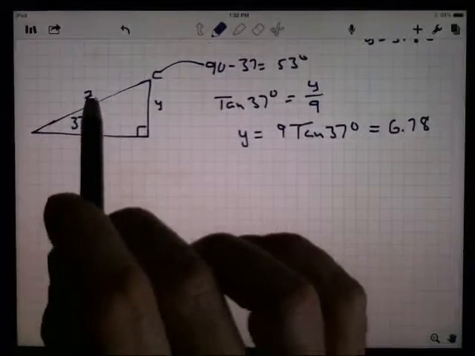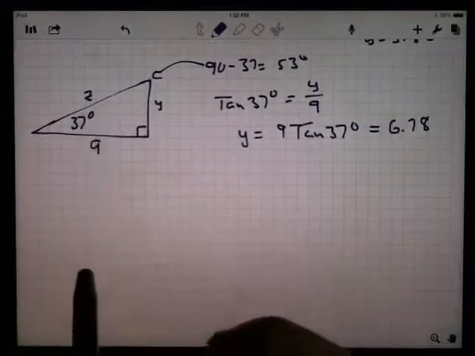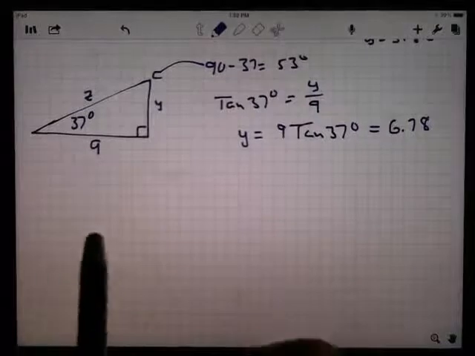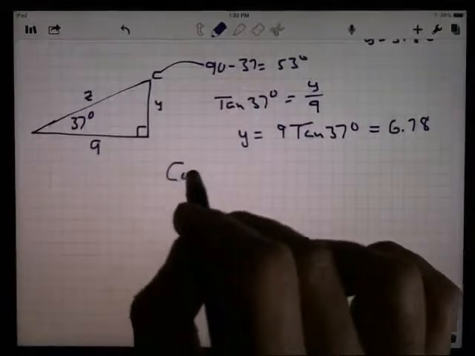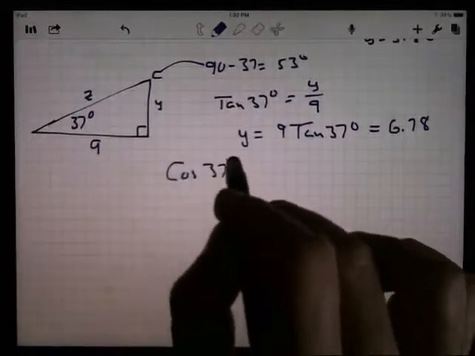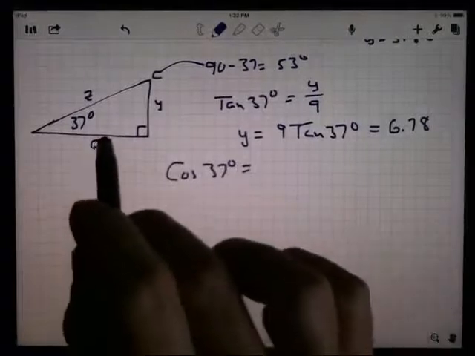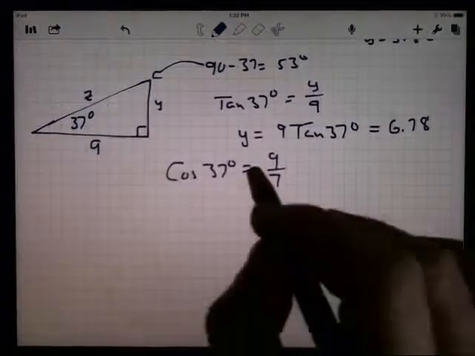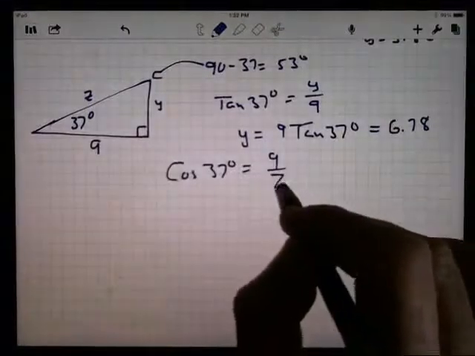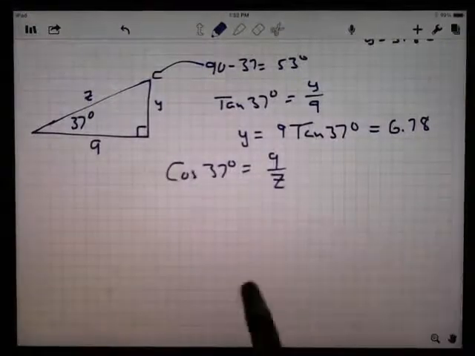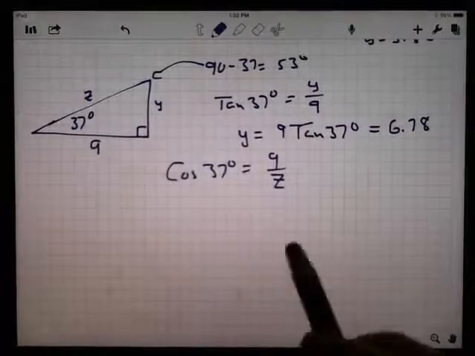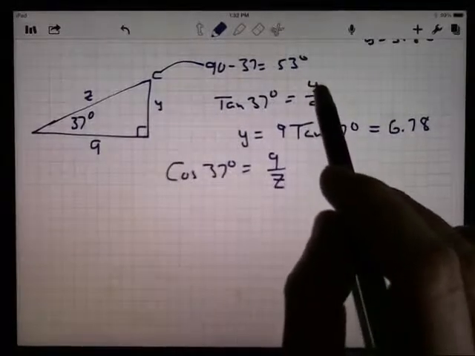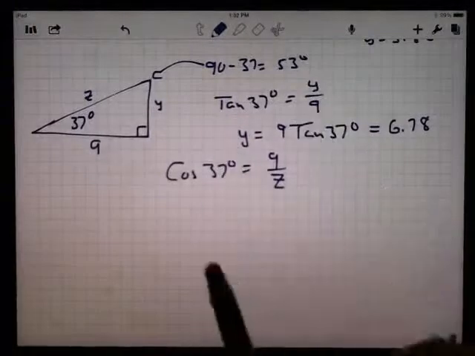Adjacent and hypotenuse, that's either the cosine or the secant. Again, my calculator only does cosine. So let's take a look at the cosine of 37 degrees. That should be the adjacent over the hypotenuse, so 9 over z, not 9 over 7, 9 over z. What I need to do is solve for z. Now this is a little bit trickier, not too much more tricky, but with the variable you're looking for in the denominator, it's really easy just to do that.